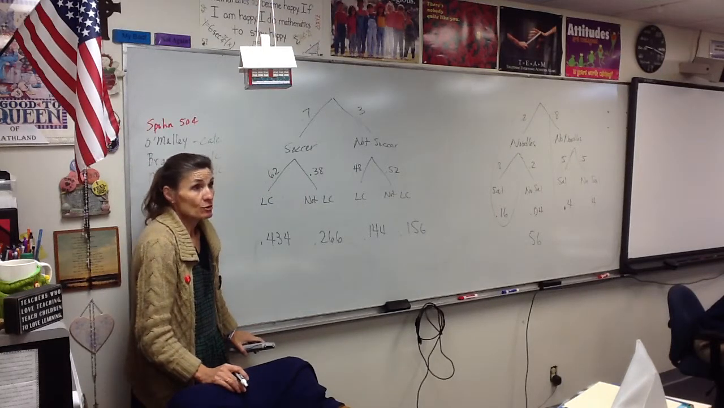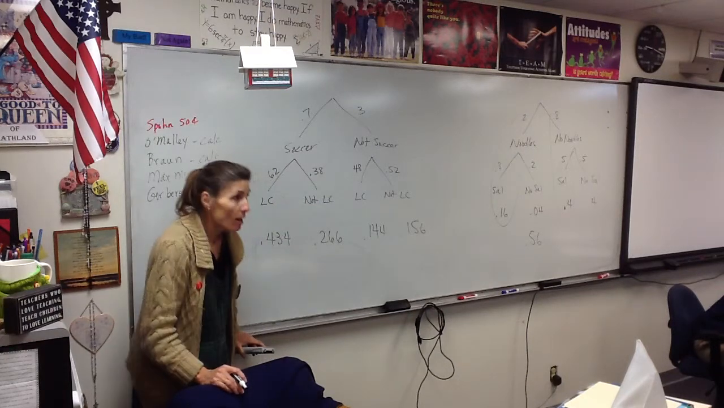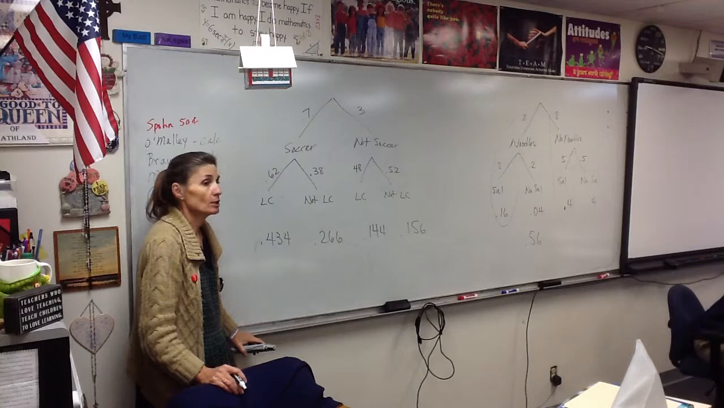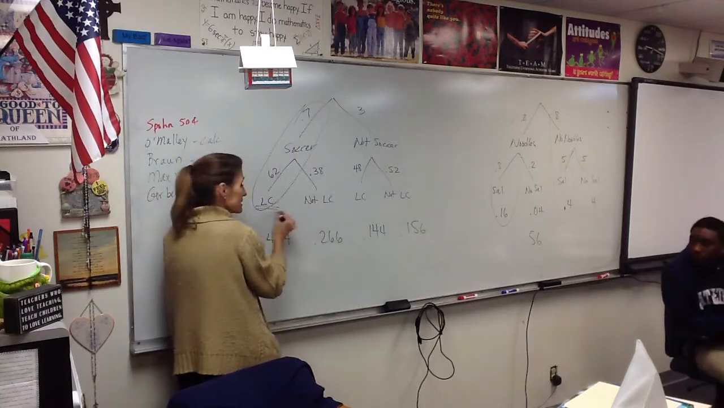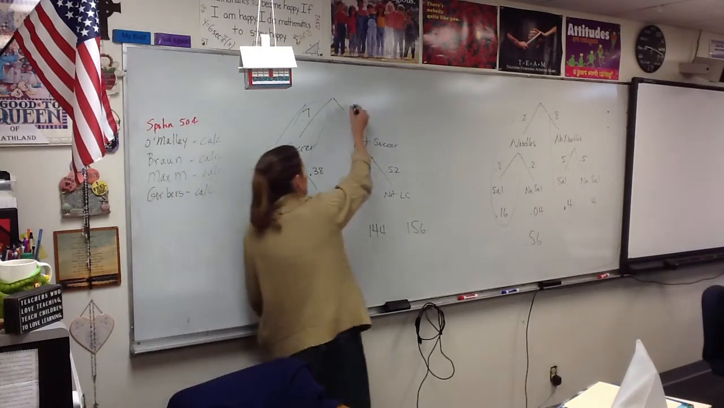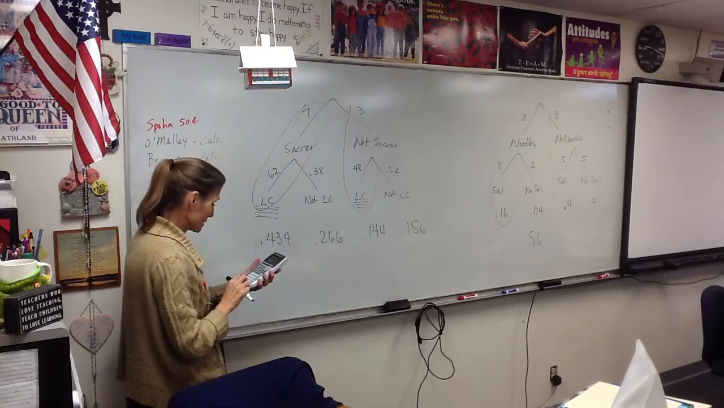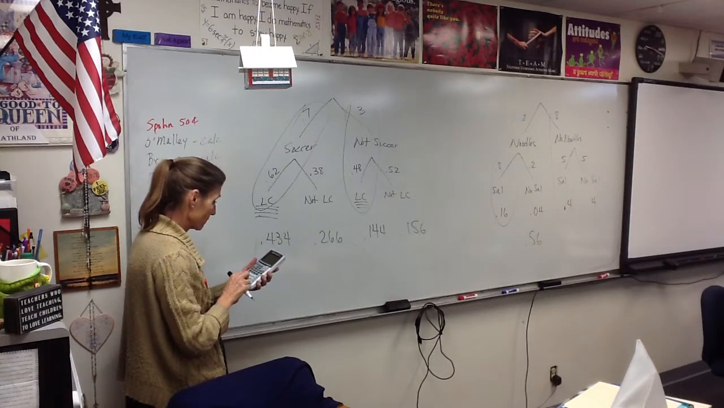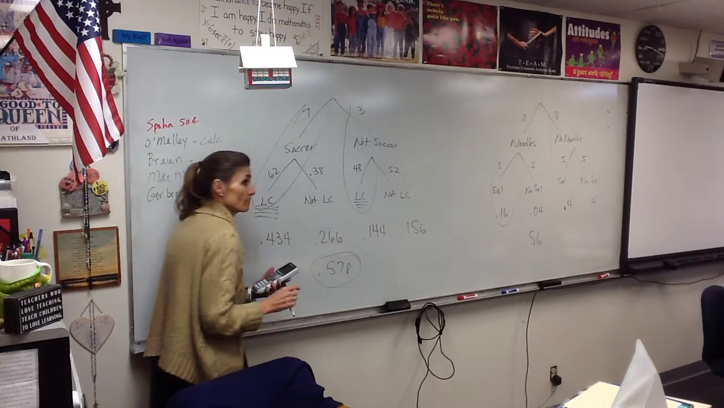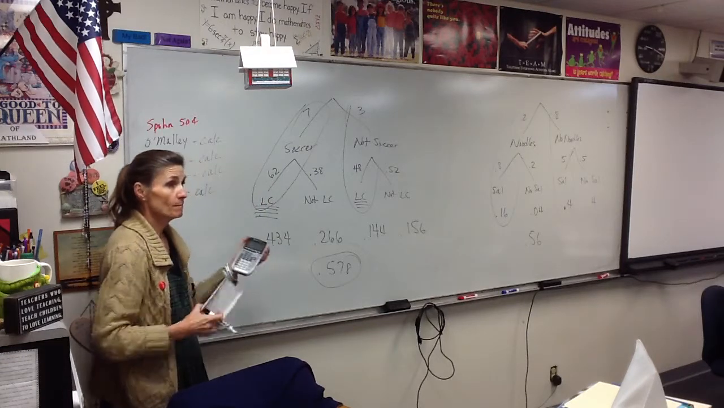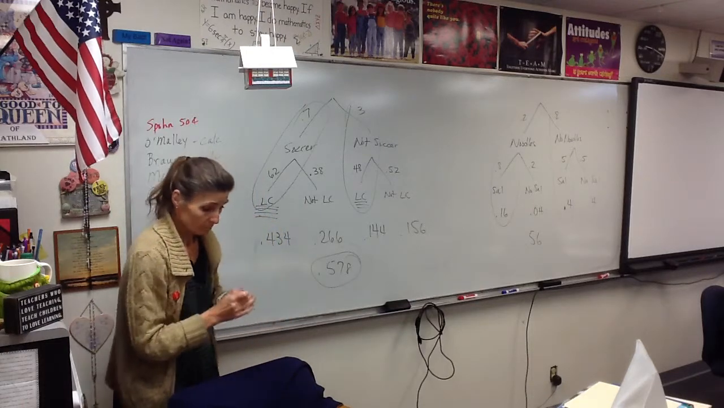Now we need the answer to the question. So what is the ultimate question? Find the probability he plays lacrosse. That would be this branch right here, because it ends in lacrosse, and this branch right here, because it ends in lacrosse. So when I add those together, 0.578. Anybody confirm? That looks about right.